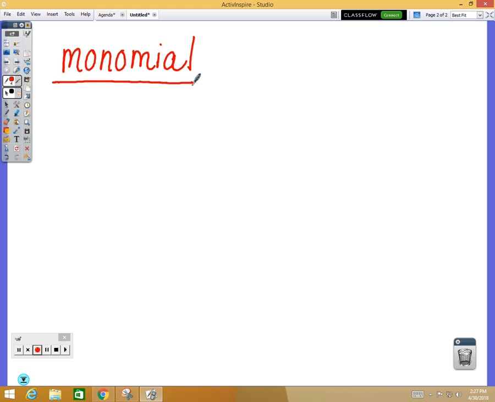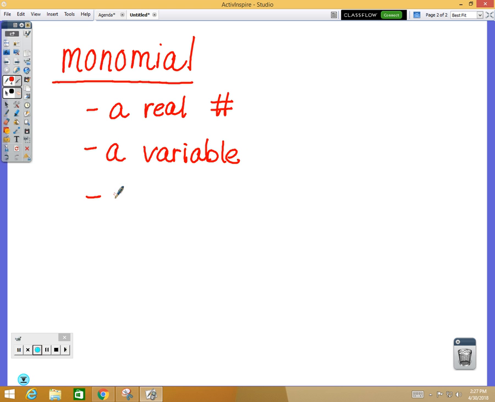Okay, a monomial. So a monomial can be a real number, a variable, or it can be a combination of those. And I'll give examples, okay? So a real number, a variable, or it could be a number and a variable, or you can even have more than one variable in a monomial.